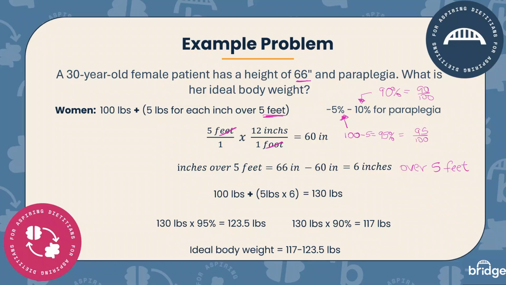This is not the only way to do this problem. You could also multiply 130 pounds by 0.05, that's 5%, up to 10%, and find out how much to subtract from 130 pounds. But you're going to get the same answer. Remember, on your exam, there is no partial credit. Whatever method gets you to the right answer is the method you should choose.